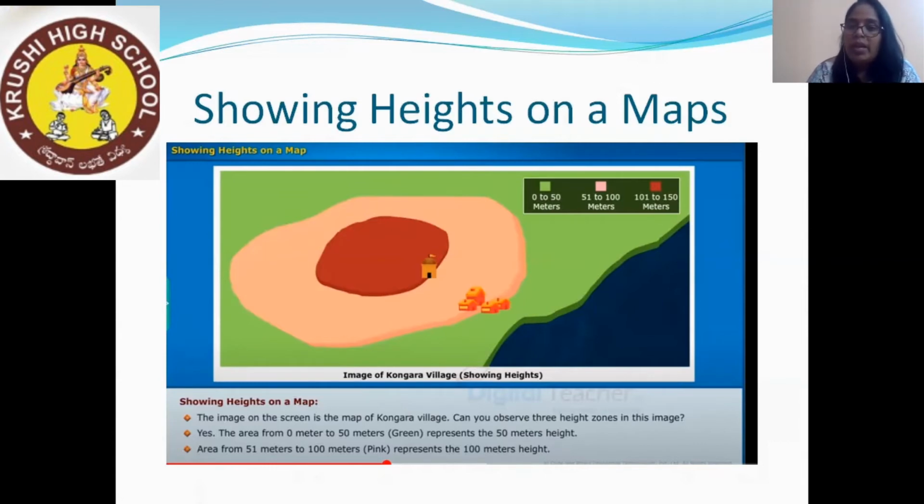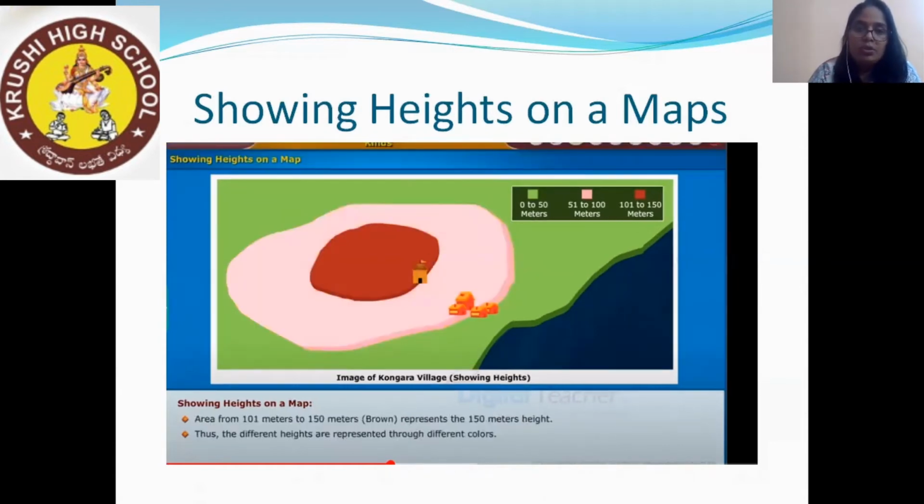Can you observe three height zones in this image? Yes, the area from 0 meter to 50 meter is shaded in green color, and the area from 51 meters to 100 meter is in pink color, which represents the 100 meter height. Okay, and now moving to the next one. Area from 101 meter to 150 meters, brown, represents the 150 meters height.